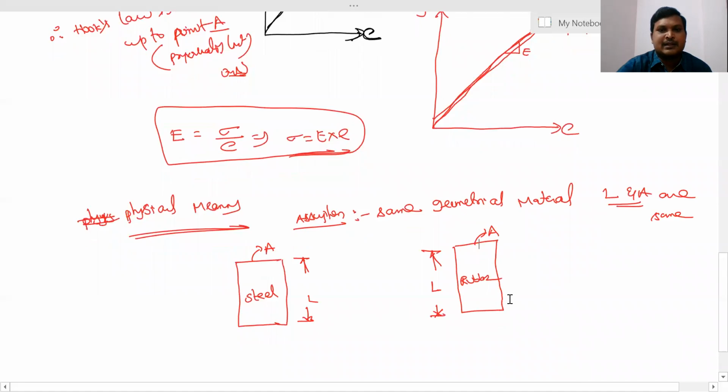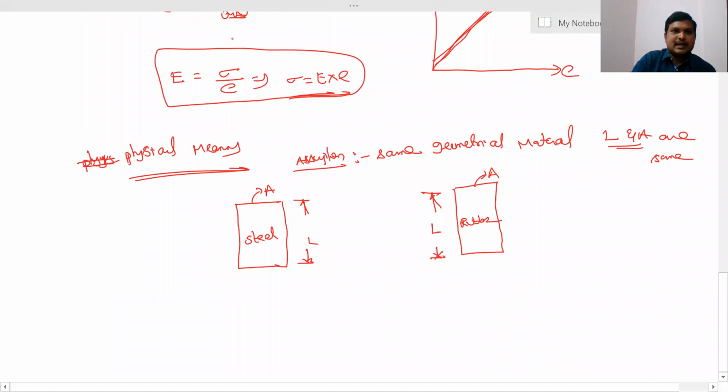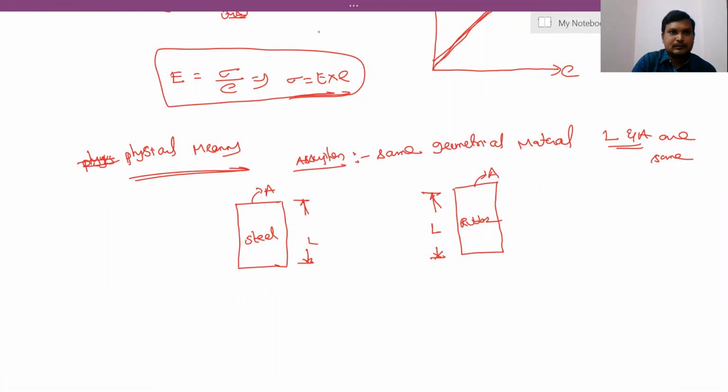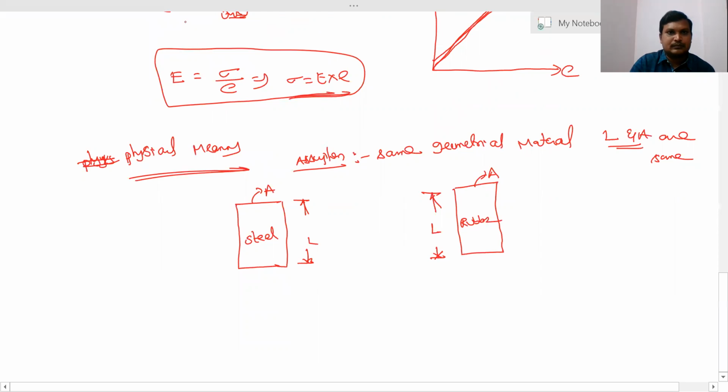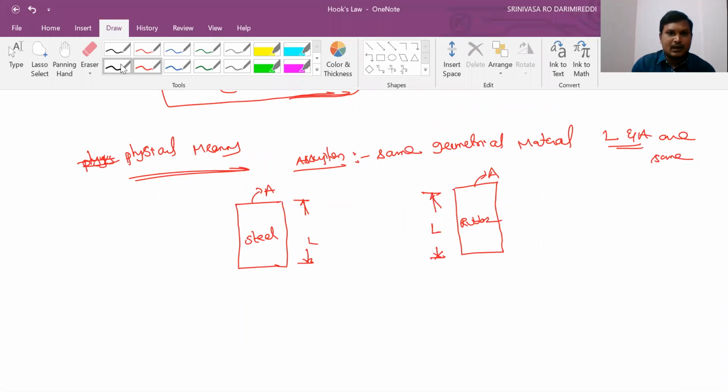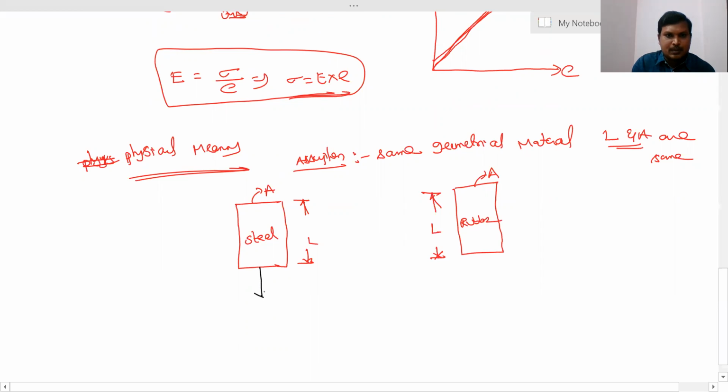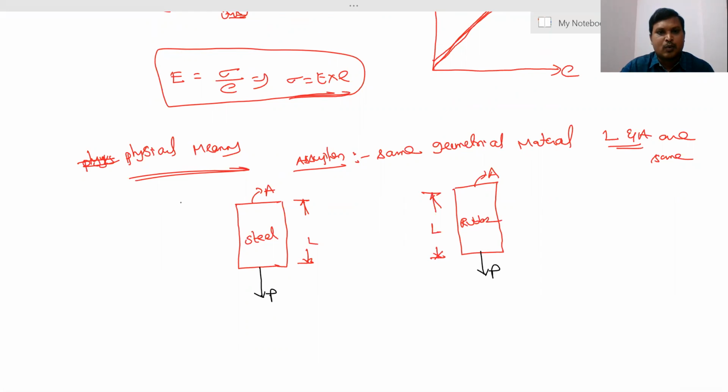Now I'm applying the same load. I'm applying the load P, the same load P. Is it clear? What you can observe is that if you apply the same load, for example 100 kgs of load, for both steel and rubber, the steel deforms less and the rubber will deform more.